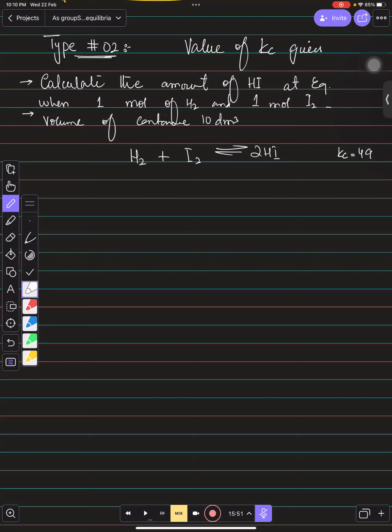And we know that we need to start with the ICE table. So what is ICE? I means initial moles, and initial moles are given to us: 1 mole of hydrogen and 1 mole of iodine. And we know that initially the number of moles of product is 0. Then change.